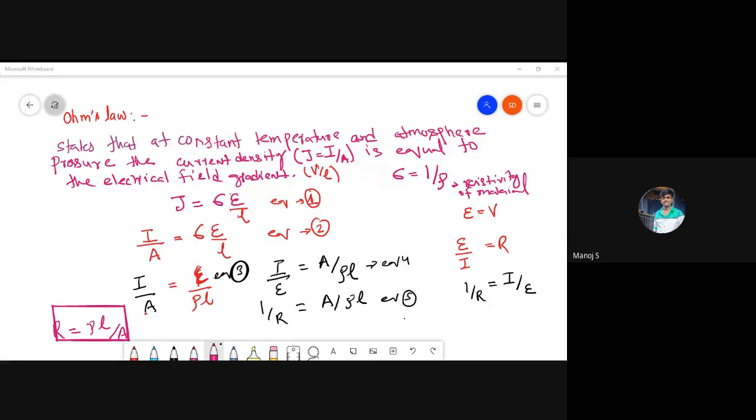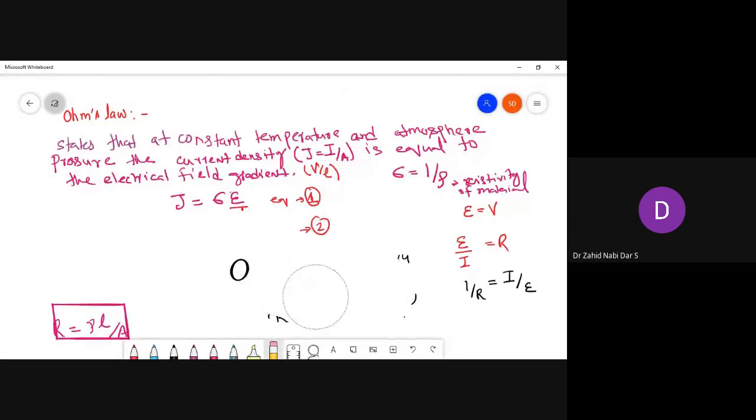Sir, can you please repeat the equations once again, sir? Okay, no problem, I'll repeat it. For your better understanding, I'll redo those step 3 equations.